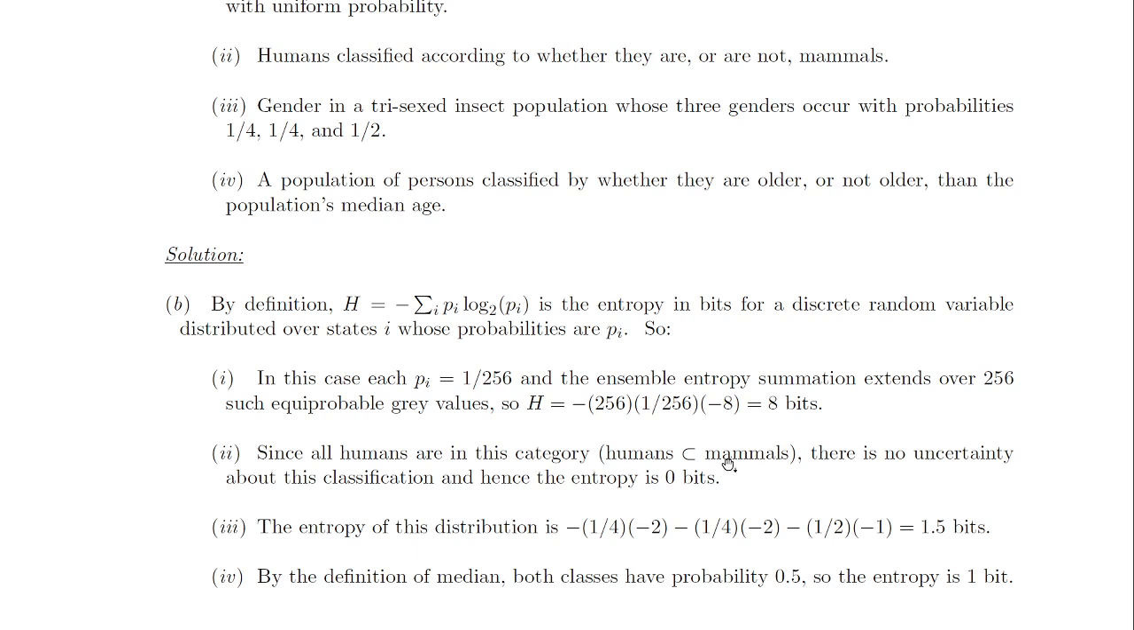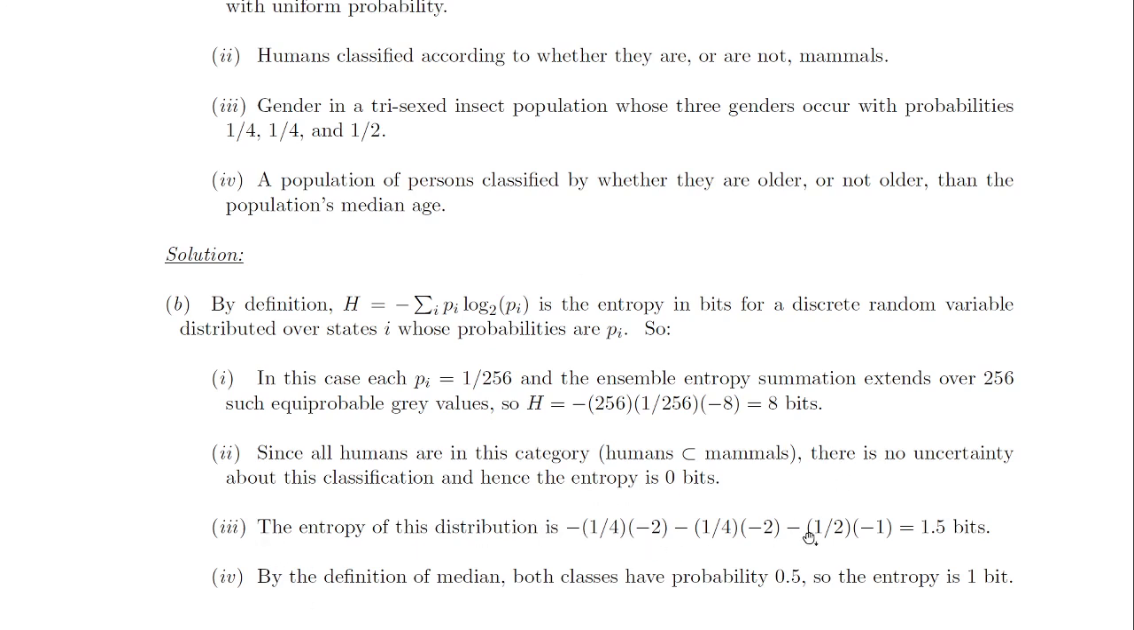And so at that point, I'm not sure whether this answer will still be correct, because humans may become cyborgs and no longer subsets of mammals. Well, be that as it may, part 3 asks you to envision an insect population which is trisexed. So there are 3 different genders which have these probabilities: a quarter, a quarter, and a half. What's the entropy of the question of gender in such a population?